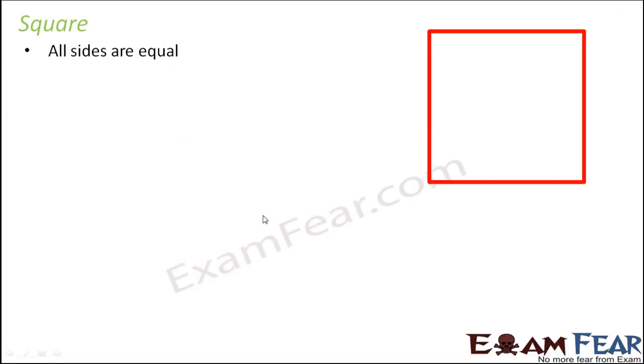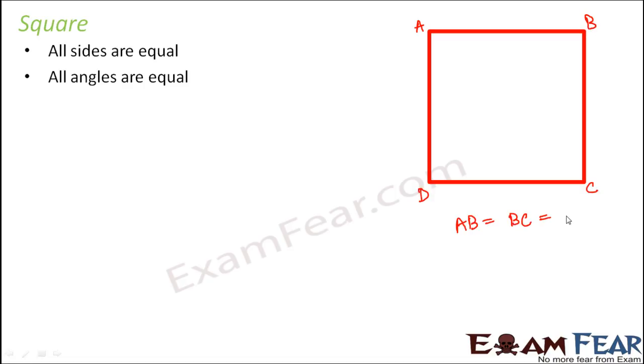Square. Now square is another wonderful thing. Here all the sides are equal, all angles are equal. Pretty simple to remember, everything is equal. If ABCD is a square, then AB is equal to BC is equal to CD is equal to DA. And also angle A is equal to angle B is equal to angle C is equal to angle D is equal to 90 degrees. So each angle is 90 degrees and all sides are equal.